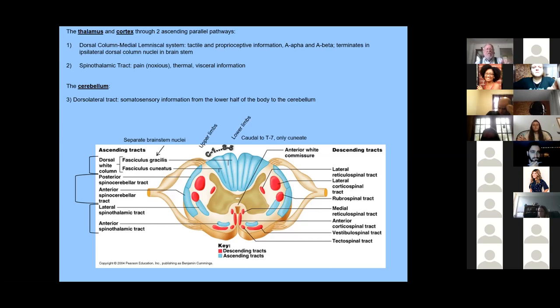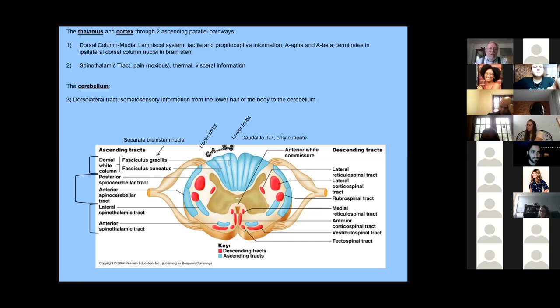And then the spinothalamic tract, either the lateral spinothalamic tract, which is primarily carrying noxious or pain information, and then thermal and visceral information, mostly coming through the anterior spinothalamic tract. These are going to be two, or three, very important pathways that we'll look at.